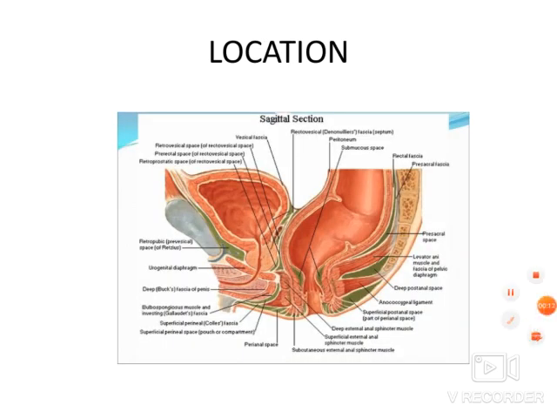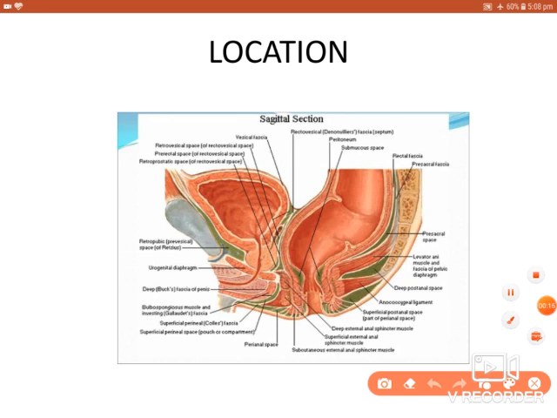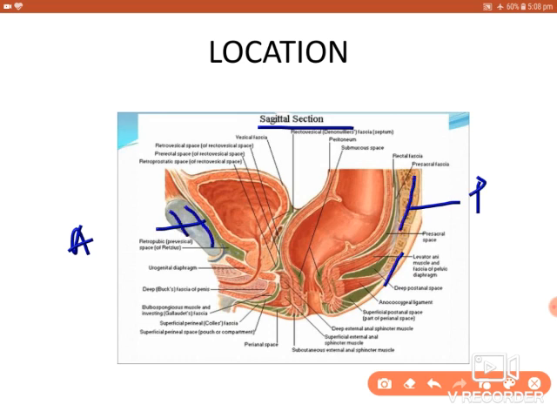Coming to the location, this is the sagittal view of the male pelvis. This is the anterior aspect. This is the posterior aspect. Posteriorly you can see the sacrum with the coccyx. Anteriorly there is the pubic symphysis. See, this is the bladder. It lies in the anterior part of the lesser pelvis, behind the pubic symphysis.